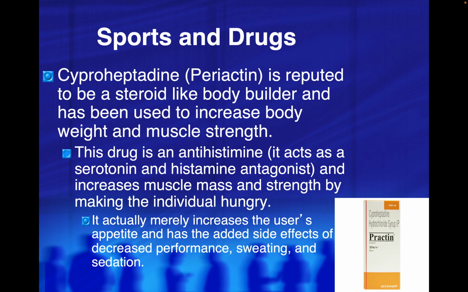Cyproheptadine or Periactin is reputed to be a steroid-like bodybuilder and has been used to increase body weight and muscle strength. This drug is an antihistamine. It acts as a serotonin and histamine antagonist and increases muscle mass and strength by making the individual hungry. It actually merely increases the user's appetite and has the added side effects of decreased performance, sweating, and sedation.